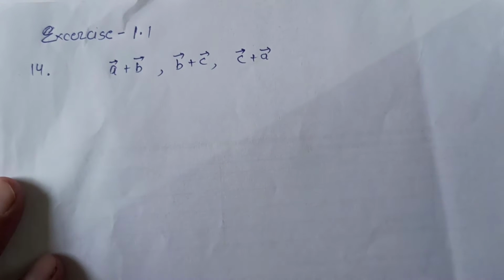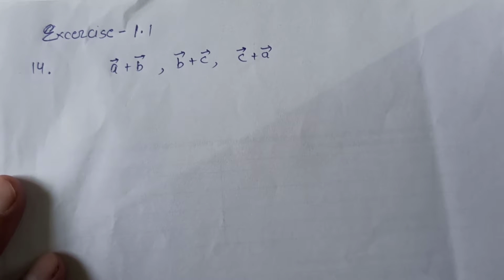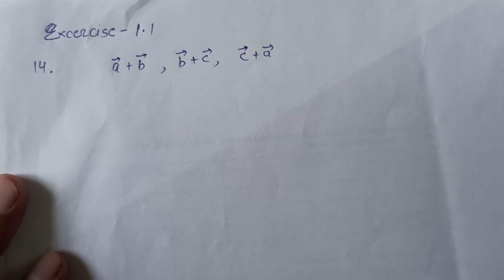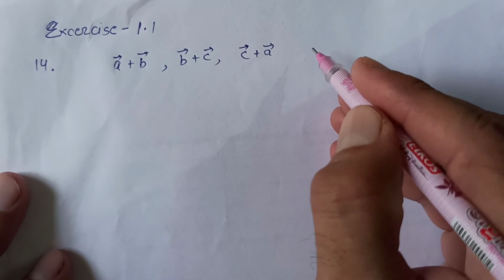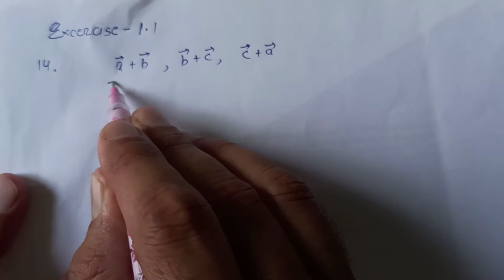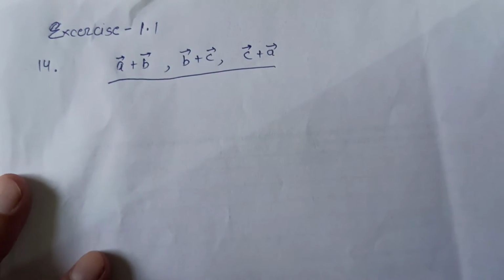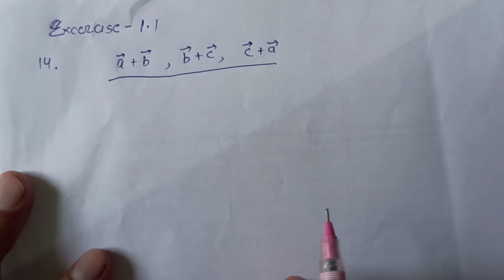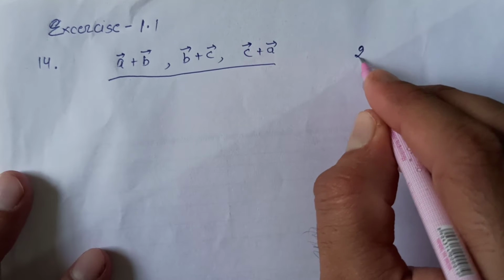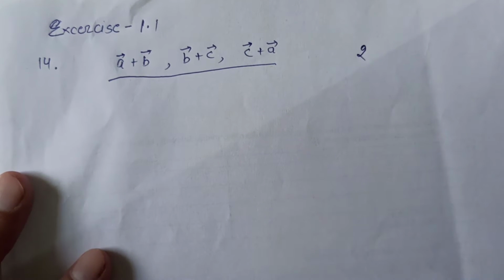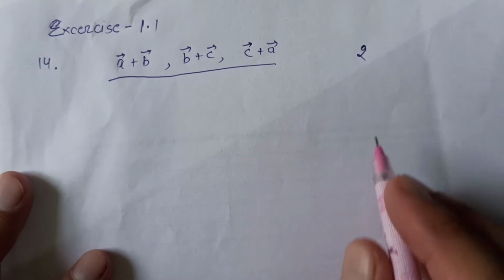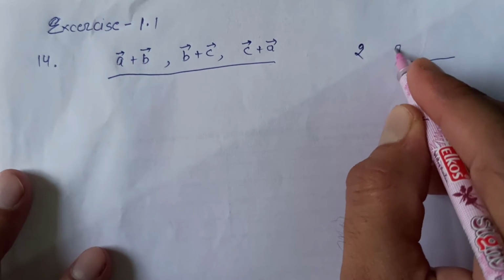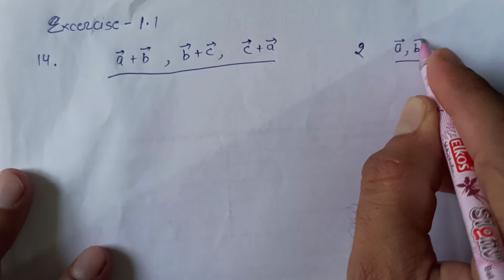The 14th sum is, show that the volume of the tetrahedron having A plus B, B plus C and C plus A as the concurrent edges is twice the volume. We have to prove that the volume of the tetrahedron formed by these three concurrent edges is twice the volume of the tetrahedron having A, B, C as the concurrent edges.